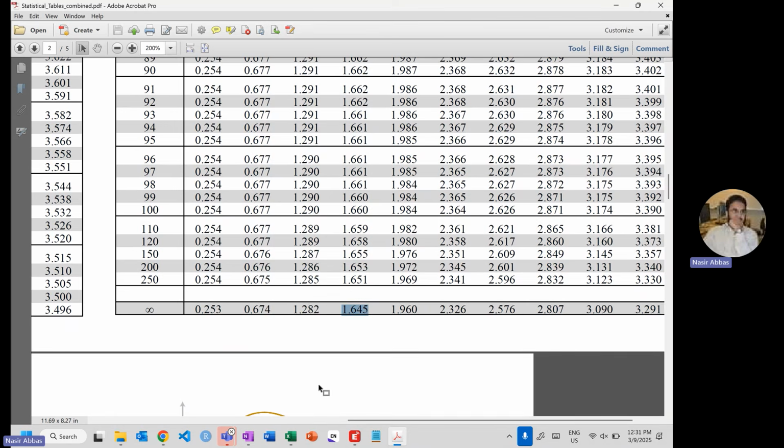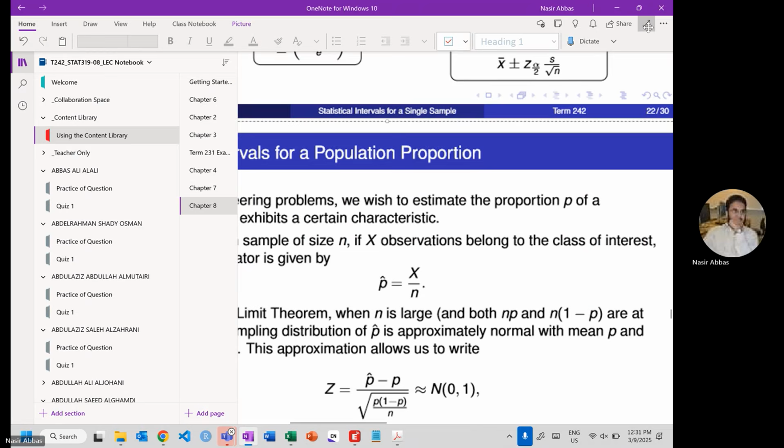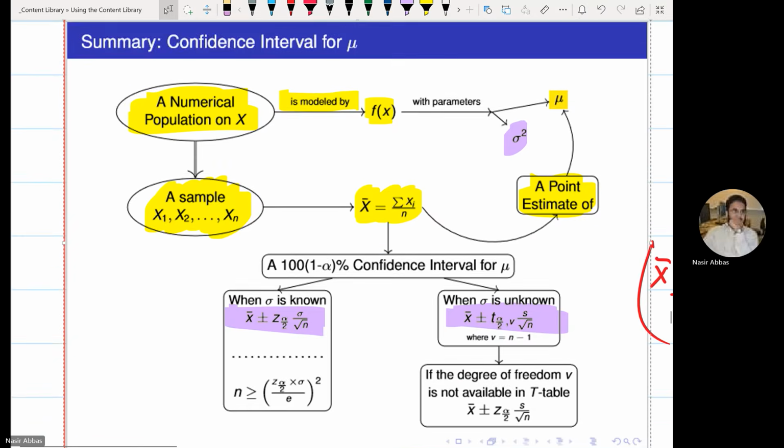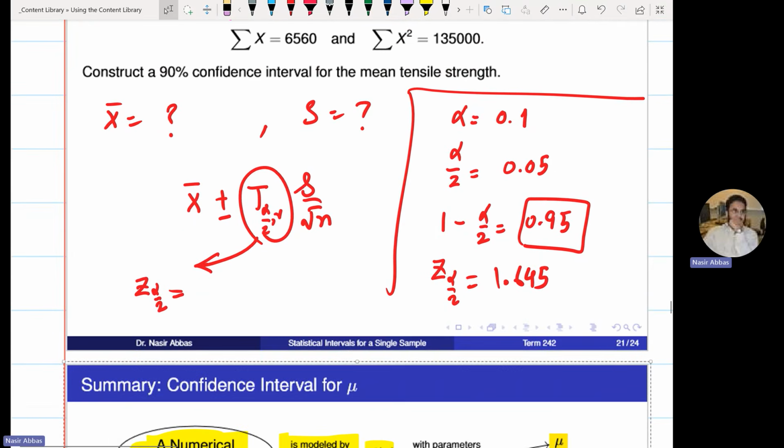So this last row is actually few very limited values from the Z table, only few of them. The Z table is more extensive. You will find all the probabilities, but here only for few probabilities it is available. Any questions so far? No questions so far? Okay.